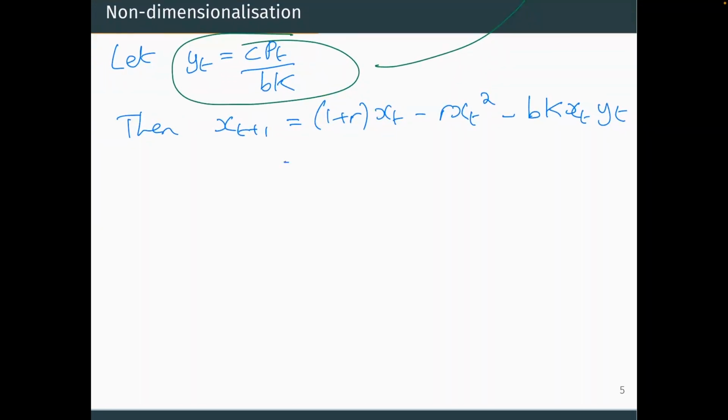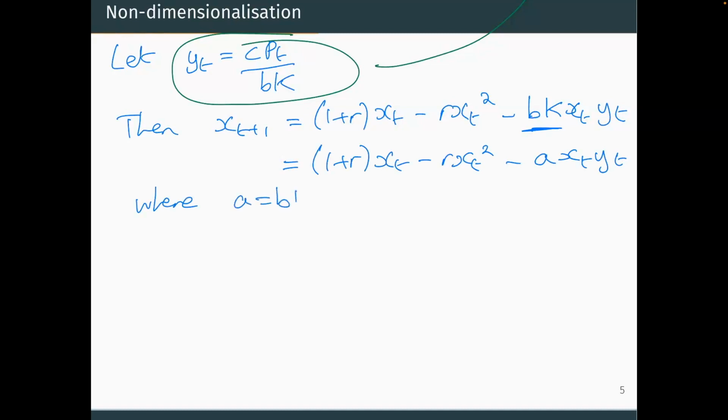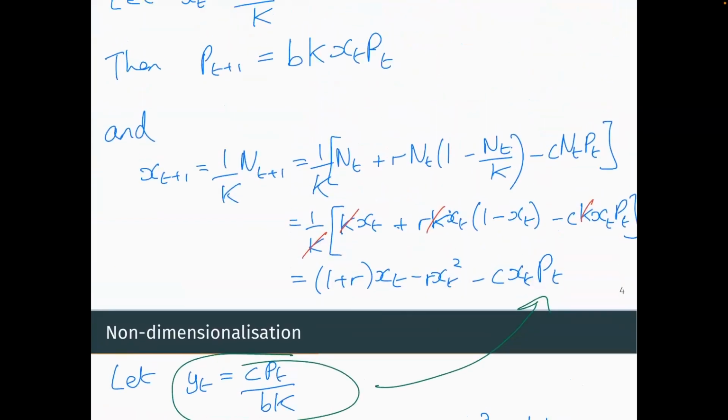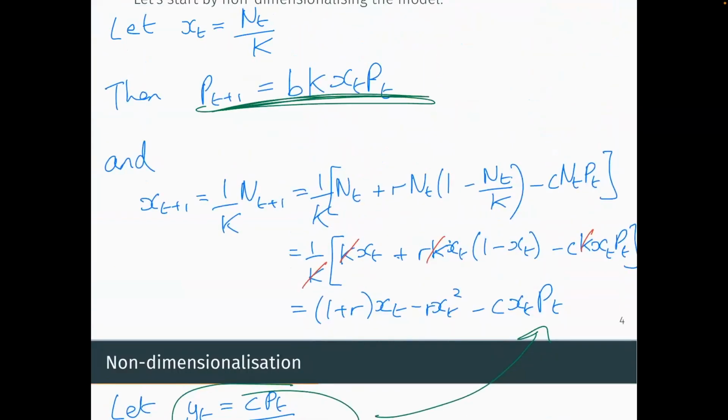Okay, so what can we do? We can combine this b and the k. They appear together, so we can just collapse them down into one parameter. So we're now going to have 1 plus r xt minus rxt squared minus, let's call it a xt yt, where a is equal to bk. And then if we noticed in this equation up here, we had a bk as well.